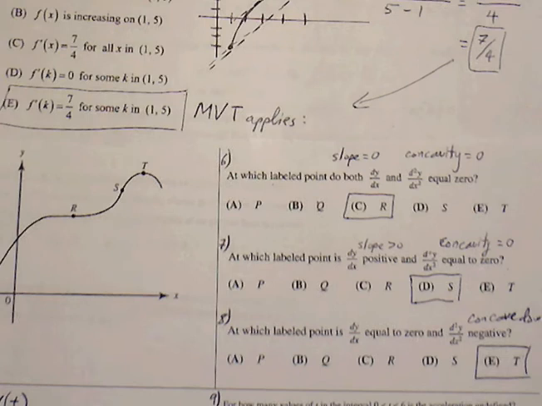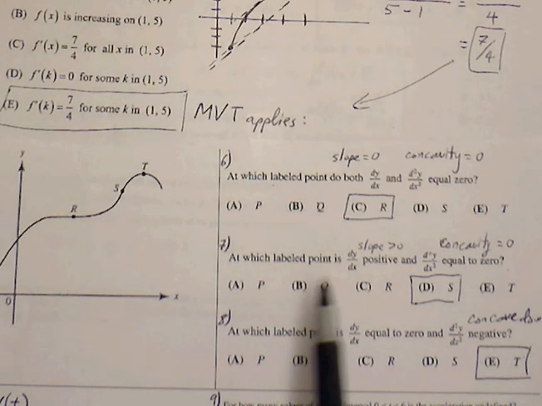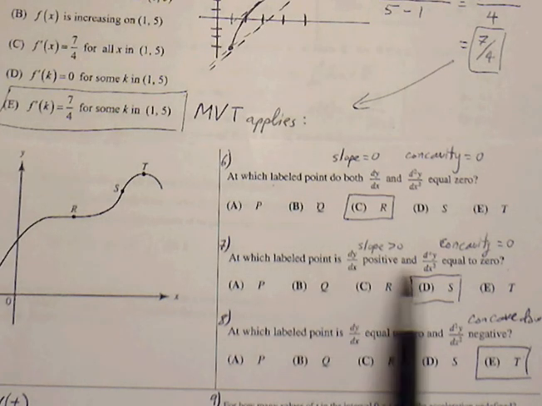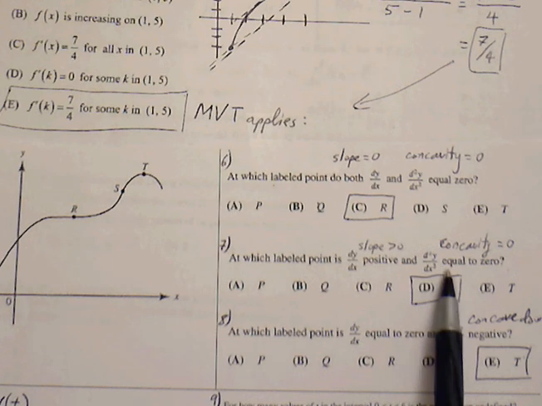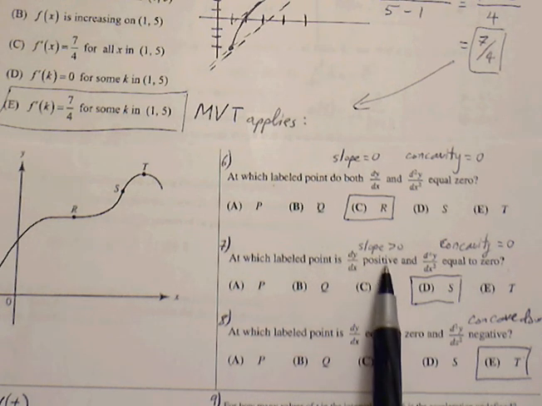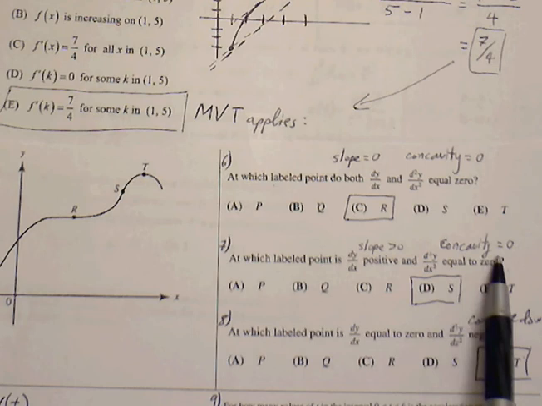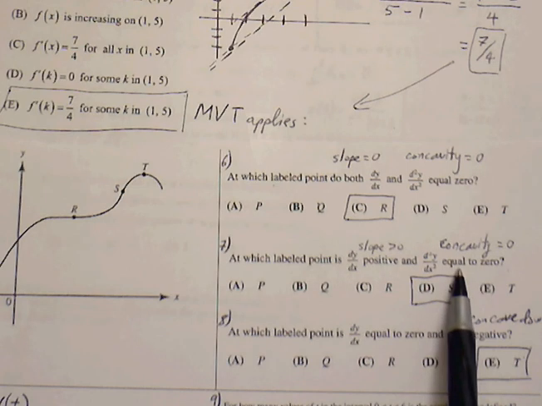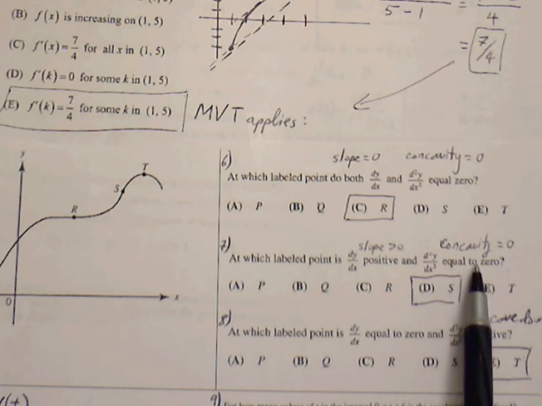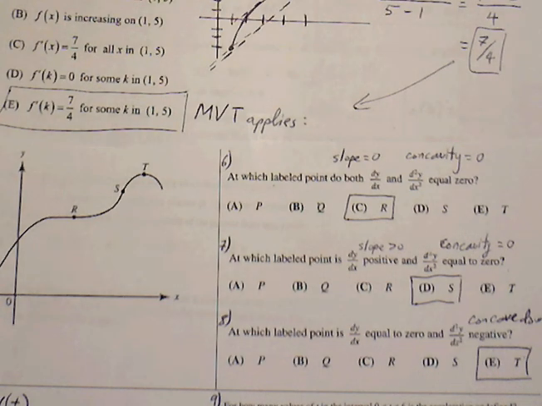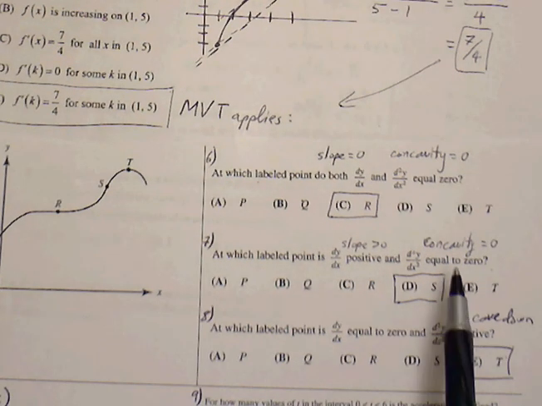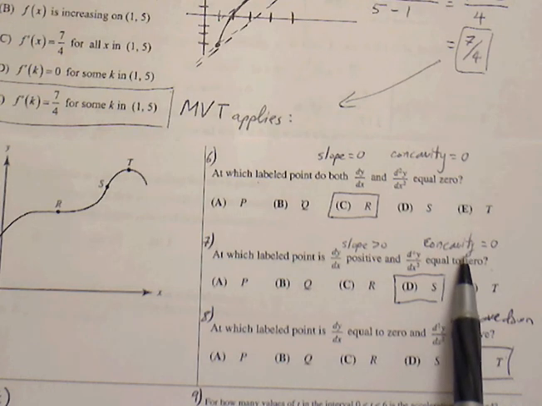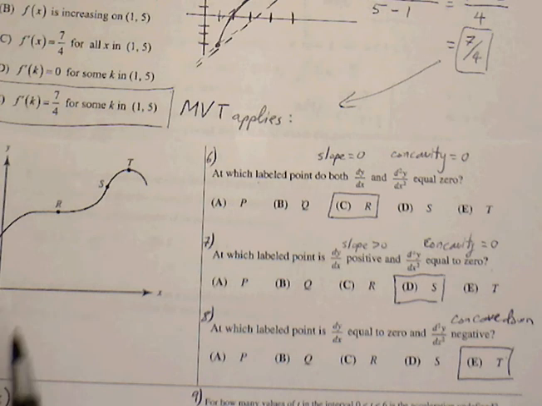Okay. At what point is dy dx positive and the second derivative equal to 0? So we want a slope that is positive, but then also where the graph has concavity of 0. So in other words, we're looking for potentially a point of inflection where the graph changes from concave up to concave down. So we look at where slope is positive.